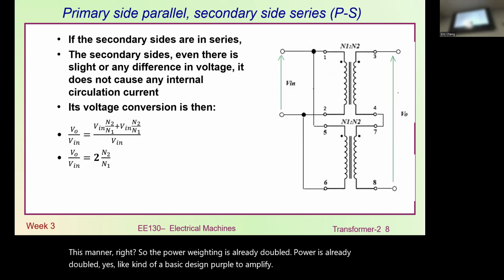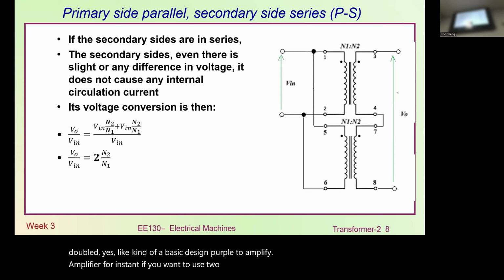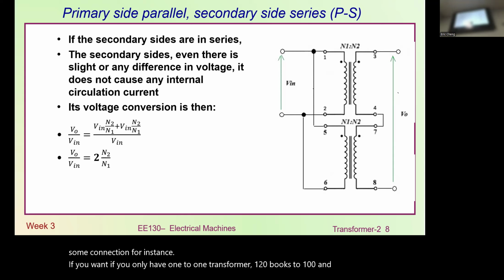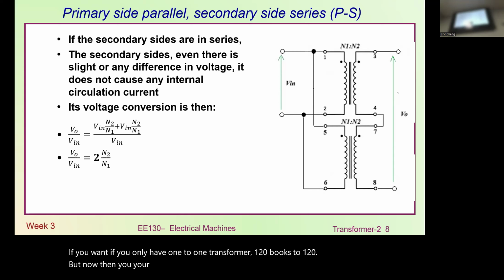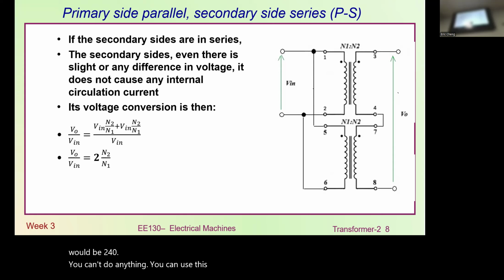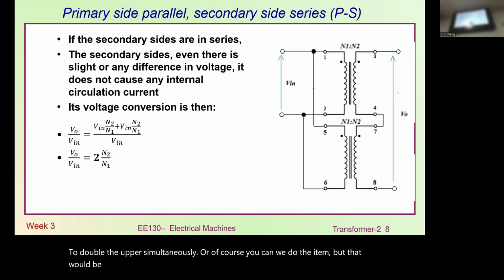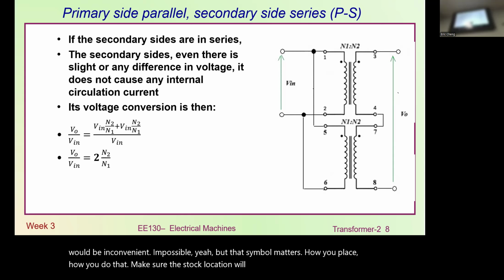For instance, if we want to use two transformers to double the output voltage in some connection. If you only have a 1-to-1 transformer, 120 volts to 120, but now your boss asks you to design a transformer with output voltage of 240, you can't do anything. You can use this method to double the output side voltage. Or of course you can redo the winding, but that will be inconvenient, impossible. But that's a simple method to double the voltage. How do we do that? Make sure the dot location is properly located.